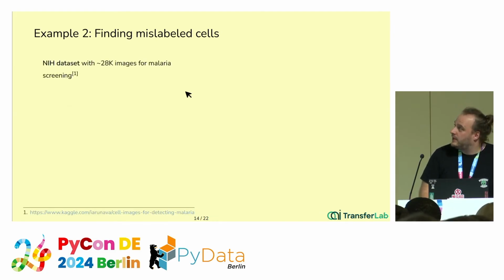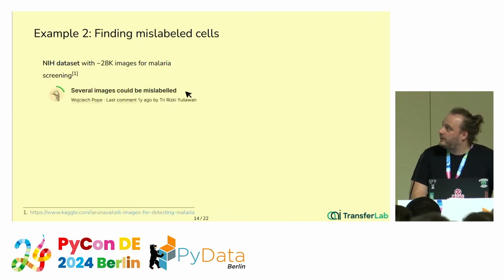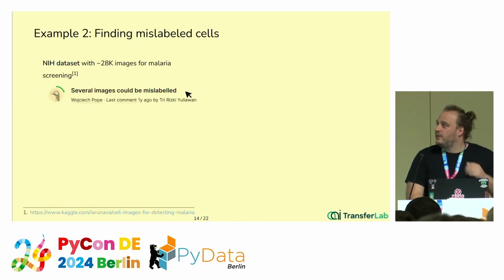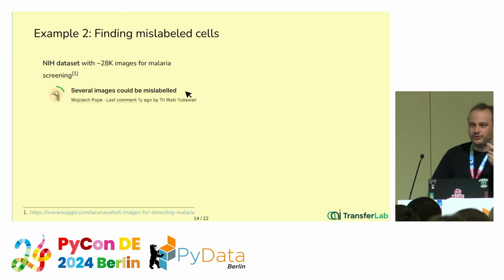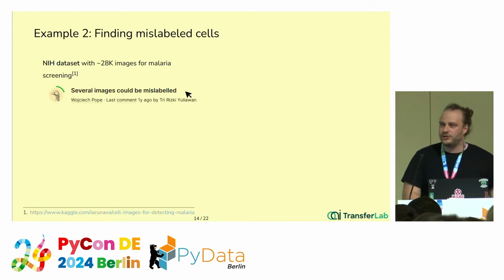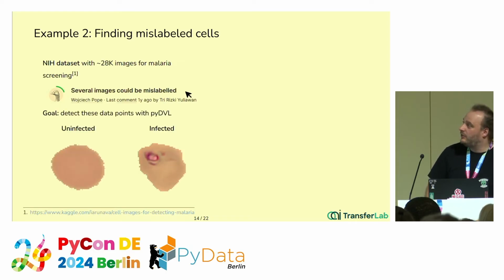So we took a data set from the NIH, which is a malaria data set. So blood cells infected with malaria or not. So it's a binary classification vision problem. And the reason we took this is we didn't want to artificially switch labels and show you, wow, we can detect our own switched labels. But there was a discussion in the forum saying that in this data set, there could be some mislabeled images. And how do they look?